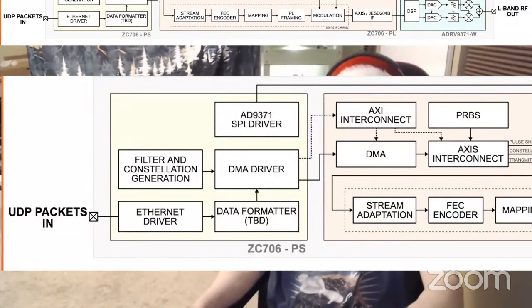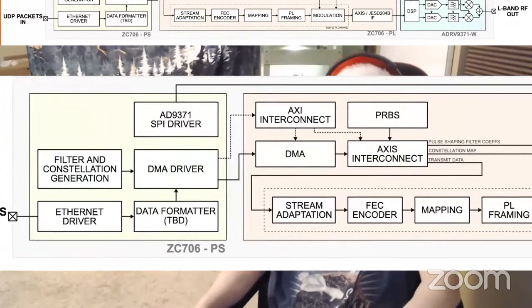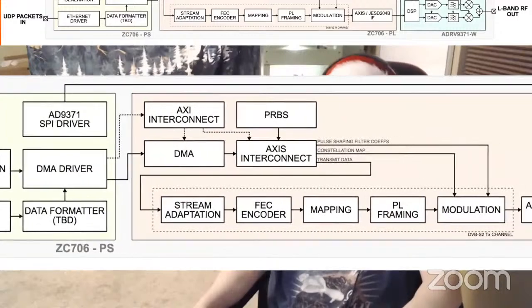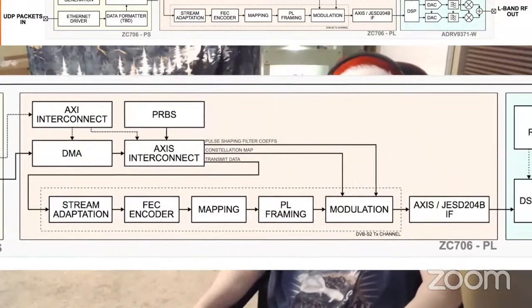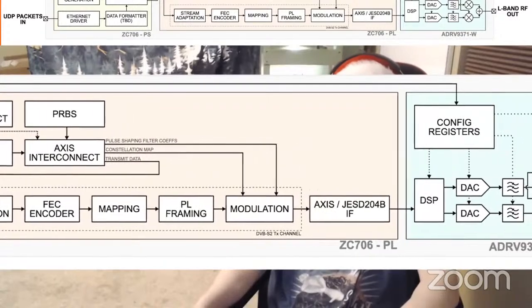We take data and organize it into frames. We provide extra data to help receivers find the start of each frame so that your receiver doesn't have to work so hard to bring it in. We use direct memory access to connect the processor to the programmable logic. We use something called an Advanced Extensible Interface, or AXI, to connect different parts of the FPGA.